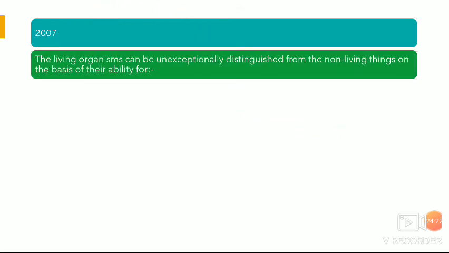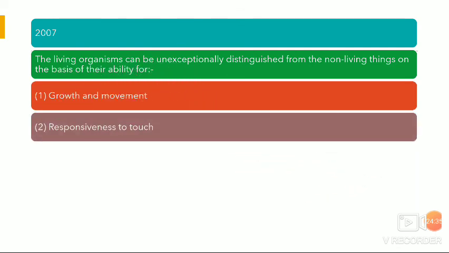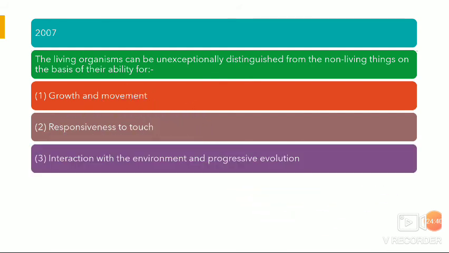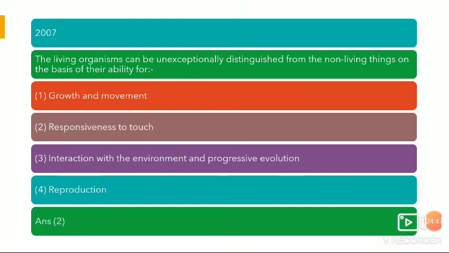Then again, the question is, the living organisms can be unexceptionally distinguished from the non-living things on the basis of their ability for growth and movement, responsiveness to touch, interaction with the environment and progressive evolution, and reproduction. So in some books it is given reproduction, and as I think it can be the responsiveness to touch. It is the main quality of living organisms.